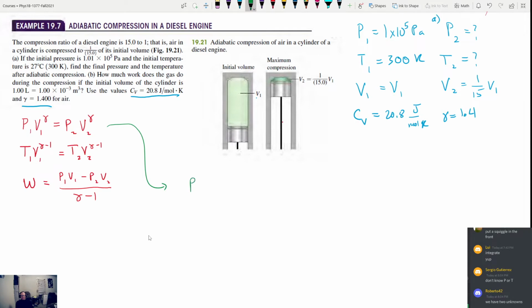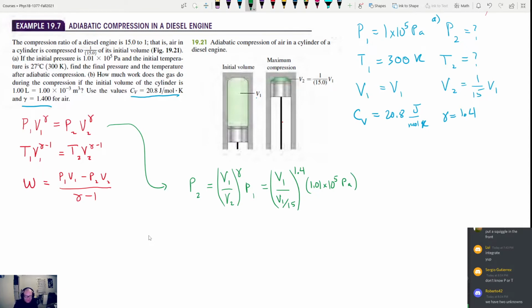So this tells us that P2 should be equal to V1 over V2, both raised to the gamma power, times P1. V2 is V1 over 15. This is raised to the 1.4 power. And we multiply that times pressure 1, which was 1 atmosphere, or 1.01 times 10 to the 5 pascals. So basically, this times 15 to the 1.4.